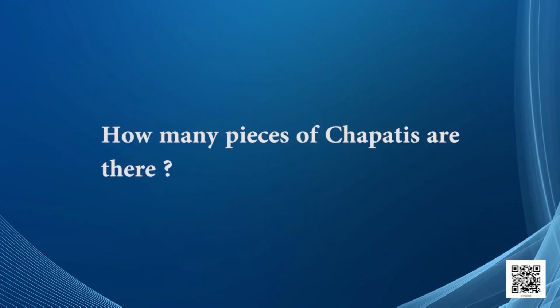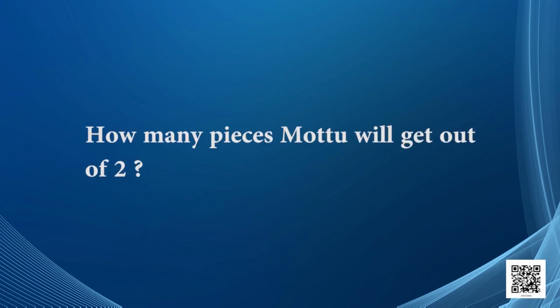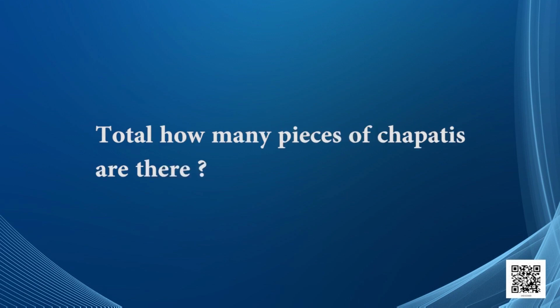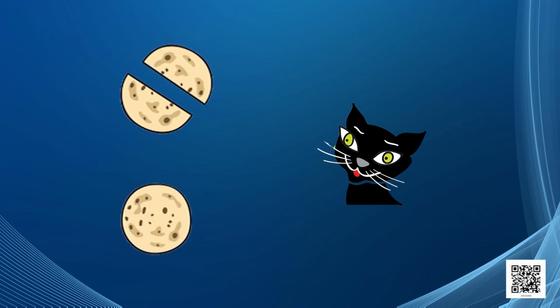How many pieces of chapatis are there? 2. Are they of equal size? Yes. How many parts did Mintu get? 1, isn't it? Total how many pieces of chapatis were there? 2, out of which Mintu got 1 piece. So we can say that Mintu got 1 out of 2, which is actually half.